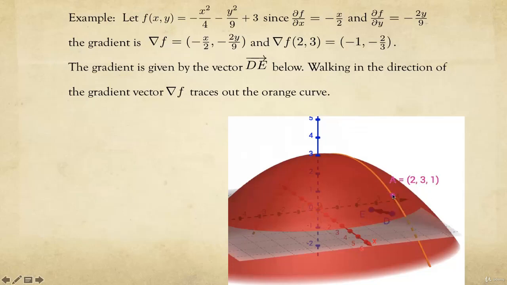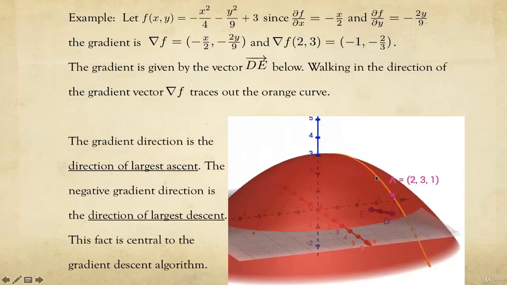Again, the gradient is not a three-dimensional vector. It's a two-dimensional vector in the domain space. It tells you the direction that you should be facing if you want to go up the hill the fastest. So the gradient direction is the direction of largest ascent, going up the hill the fastest. The negative gradient direction, which is the opposite direction, you just negate this vector and get the negative direction. Then it's the direction of largest descent. So this fact is central to the gradient descent algorithm, which is the main algorithm that allows us to write a program that can recognize images. And it's just a beautiful result here.